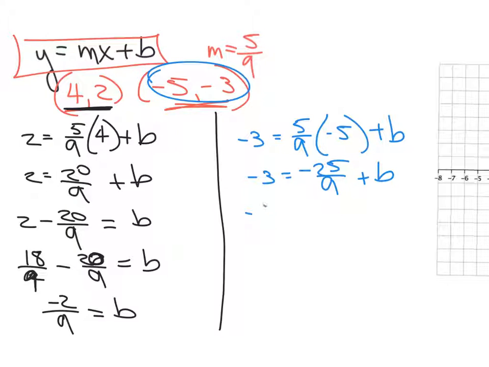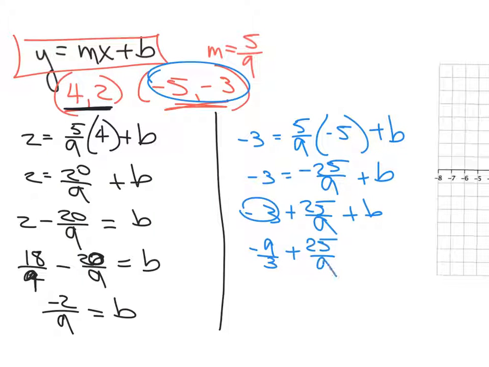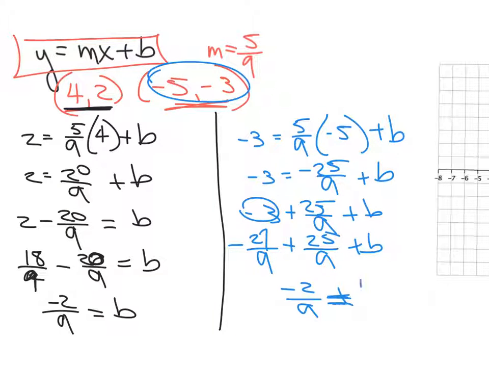Okay, I'm going to move that to the other side. And I'm going to find common denominators, so this is going to be negative 9 over 3. That's going to be the same as 3. Oops, no, I'm wrong here. Let's go back here. Alright, I need a 9 for my denominator, so that's going to have to be a 27, right? Negative 27 over 9 is negative 3. And this gives me negative 2 over 9 equals b.